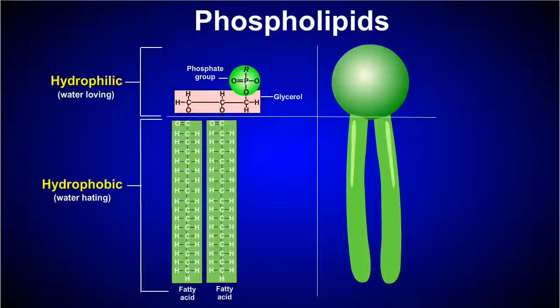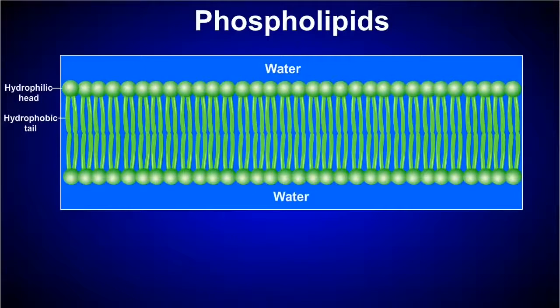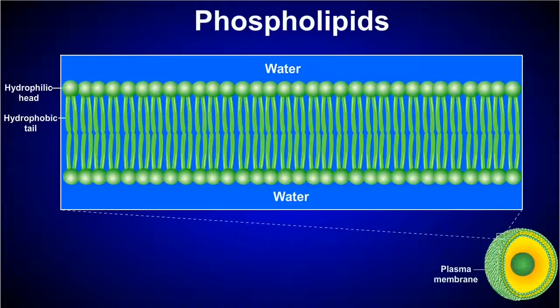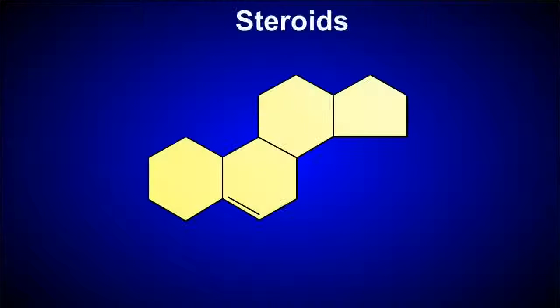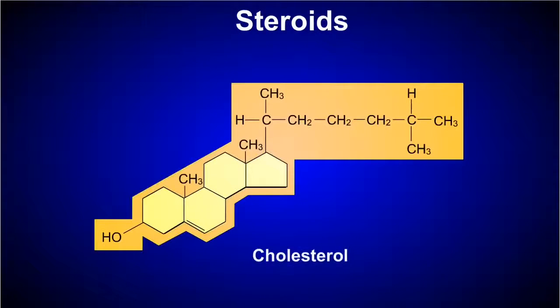Because of these unique properties, phospholipids tend to arrange themselves so that only the hydrophilic heads interact with the watery environment, and the hydrophobic tails crowd inward away from the water. This structure is the major component of plasma membranes of the cell. Steroids are the next category of lipids. Steroids are composed of 4 fused rings of carbon, to which different functional groups are attached. One well-known steroid molecule is cholesterol.